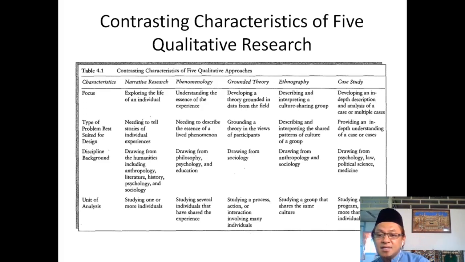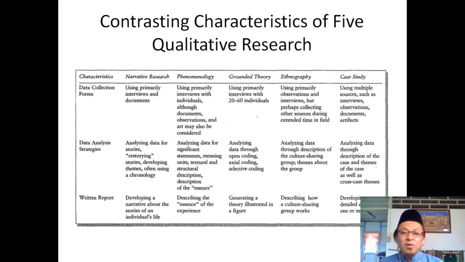And then case study, this has got to do with the case. So you may study an event. So the unit of analysis can be an event, an occurrence, a program, a process, an activity. Or you can study an individual or a group of people. So it is possible, okay, to be done using the case study approach.